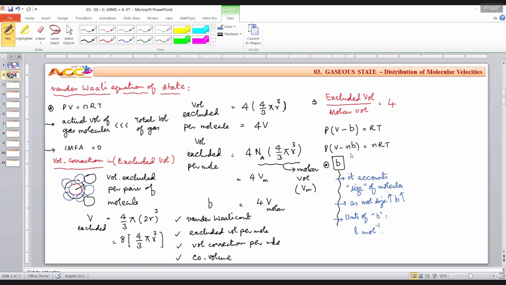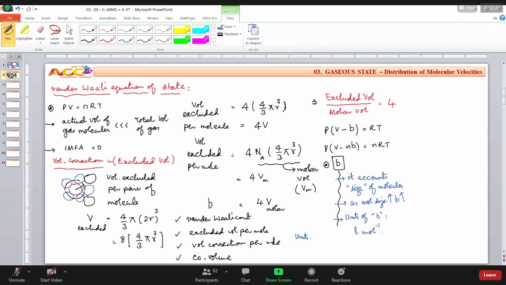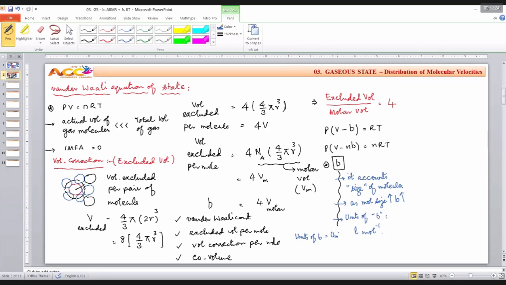Units of B must be equal to units of V by n. ऐसा करना, कभी भी units निकालने के लिए ऐसा करना. Suppose for example I want to know units of B, तो हम क्या करेंगे, ऐसा लिखेंगे, units of B is equal to units of V by n. ऐसा करना, V by n. What is V? Liters. n is moles. So liters per mole.